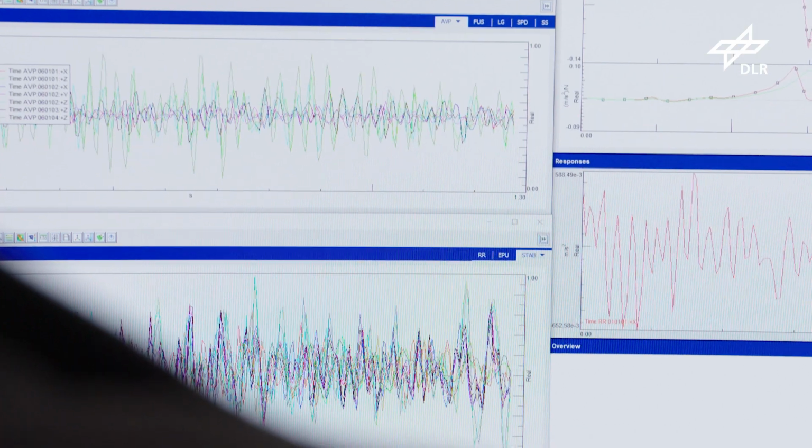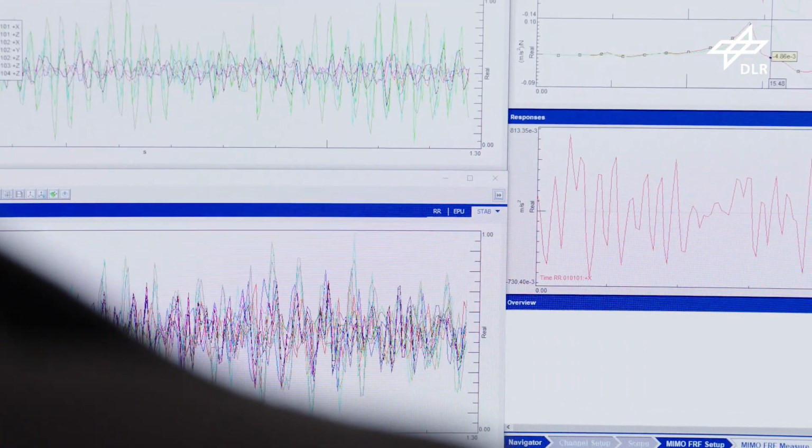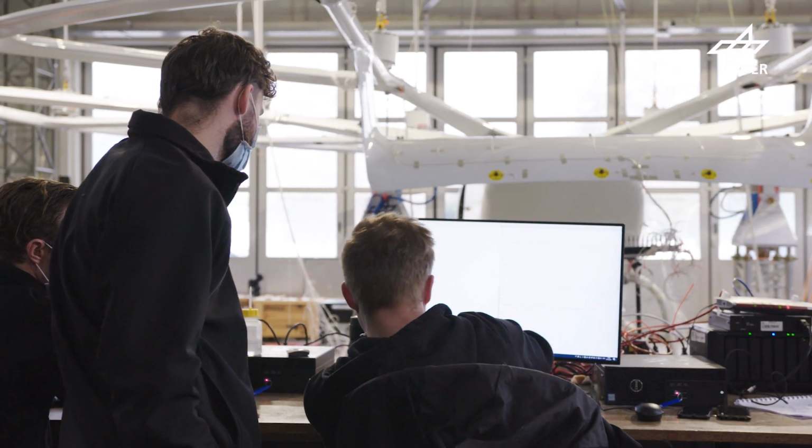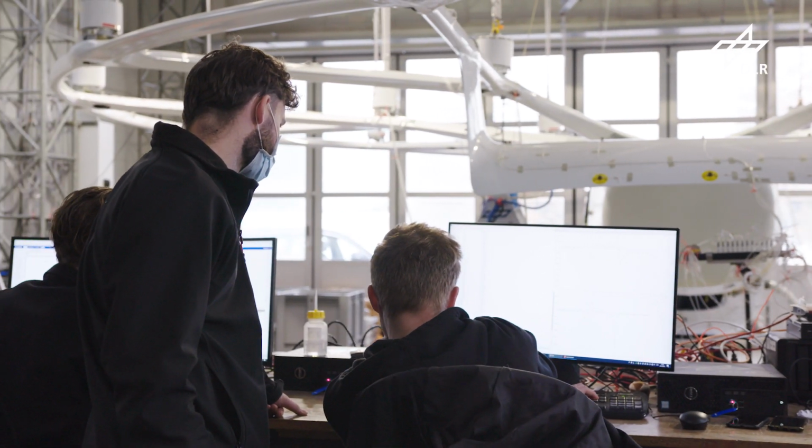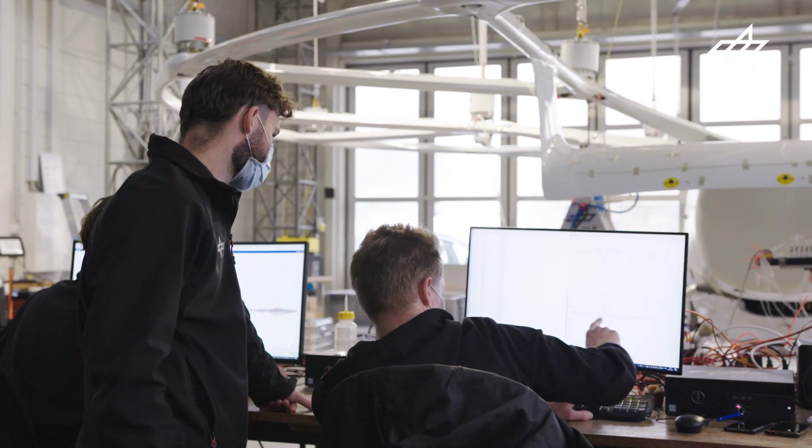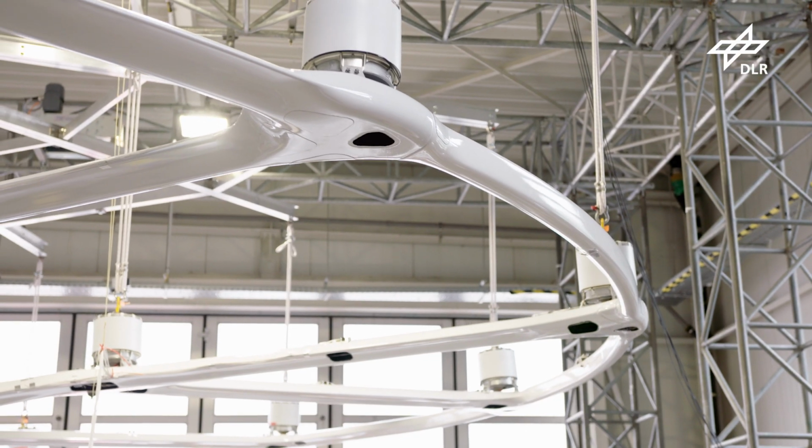So we test the aircraft with different forces, which is meant to simulate, for example, the loading of the aircraft in actual flight conditions. And we start always at a lower level and work towards the upper boundary. And the point is to clear the aircraft in the flight envelope.